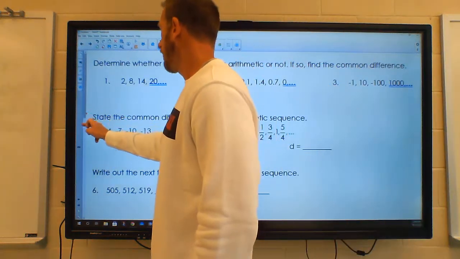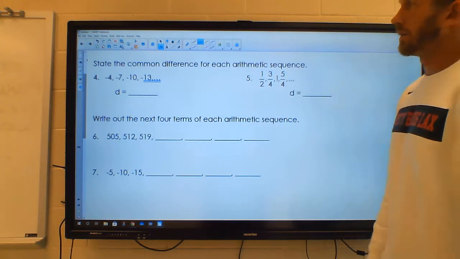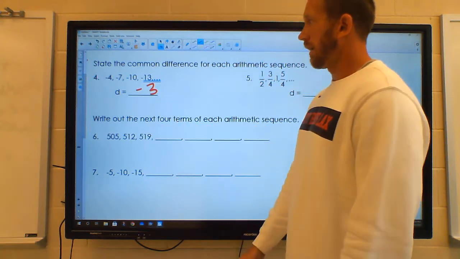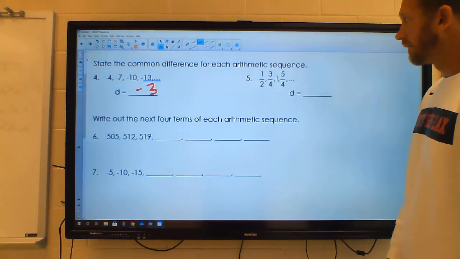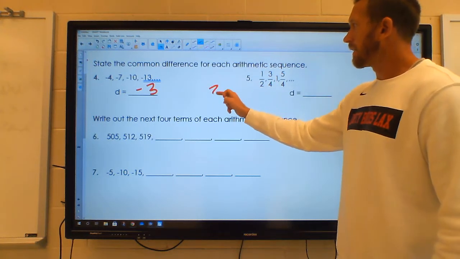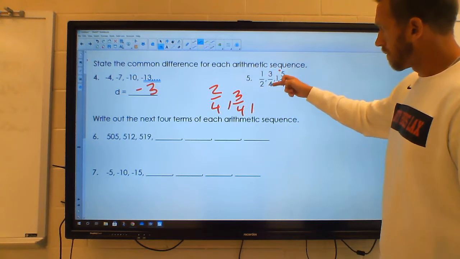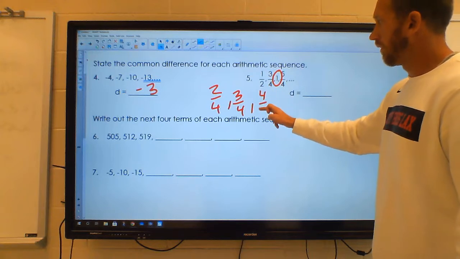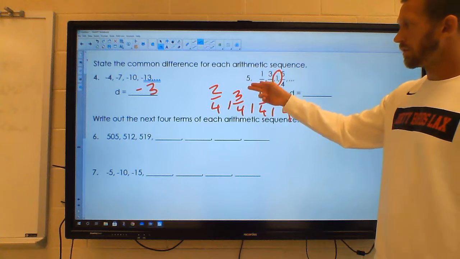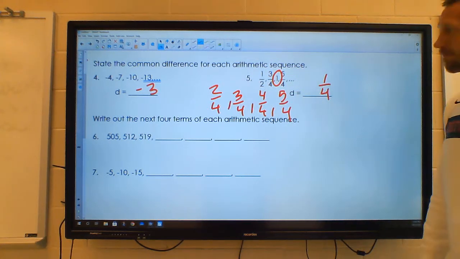Okay, so question 4. State the common difference for each arithmetic sequence. Looks like we are subtracting 3, subtracting 3, subtracting 3. So, arithmetic is adding a negative 3. From 1/2, I don't like that there's different fractions there. Let's rewrite that as 2/4, 3/4, 1, this number right there, 1. That's really 4/4. Next one is 5/4. Now it becomes much clearer to see. Go from 2/4 to 3/4 to 4/4 to 5/4. We're adding 1/4 every time, okay?